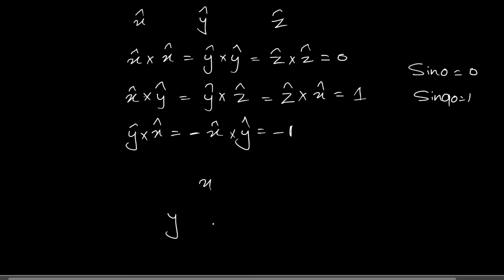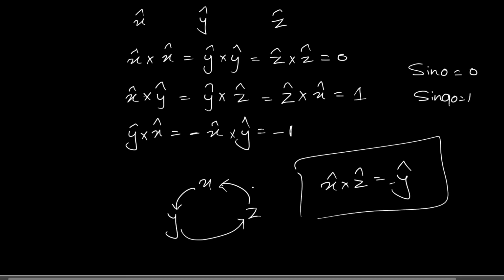Let me take x y z, x y z. If you take x cross y, it is z cap, and y cross z is positive x cap. Just remember, if the cycle is anti-clockwise, then it is positive. If the cycle is clockwise, then if you are doing x cross z cap, you are getting minus y cap. Remember this result also, so simple.